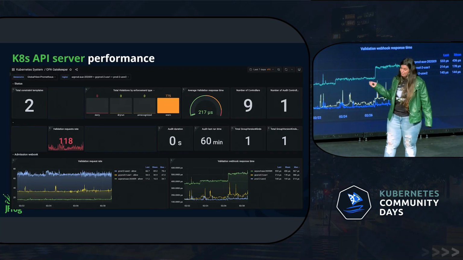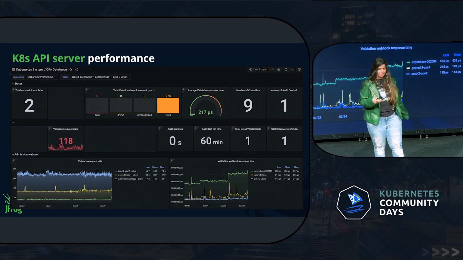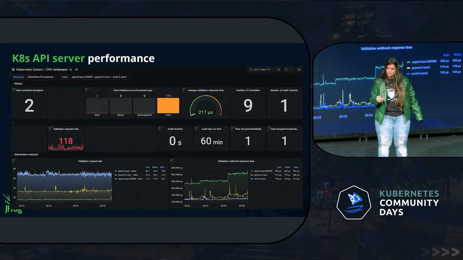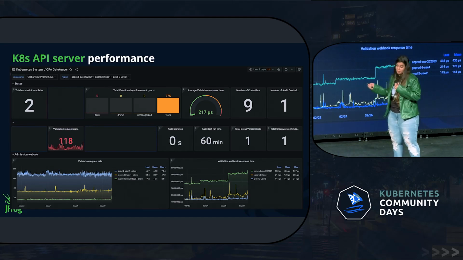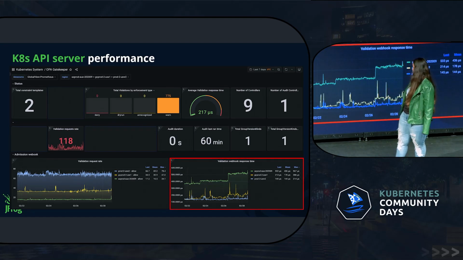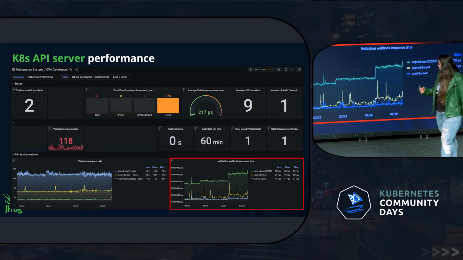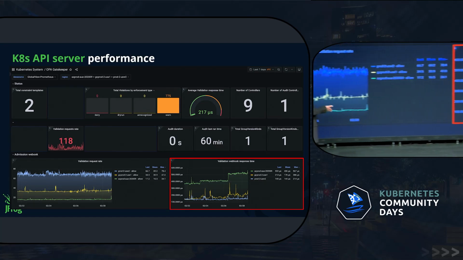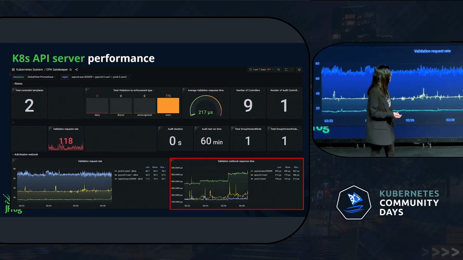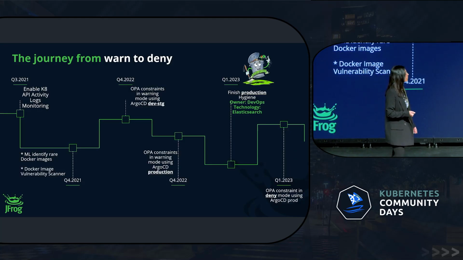So we created a Grafana dashboard, which is an open source analytics and monitoring tool, to see the current state of our production policies. And the most interesting part, of course, is the validation webhook response time, to make sure that it won't take too long. This graph helps us to understand if a new constraint will cause a delay in pod creation.